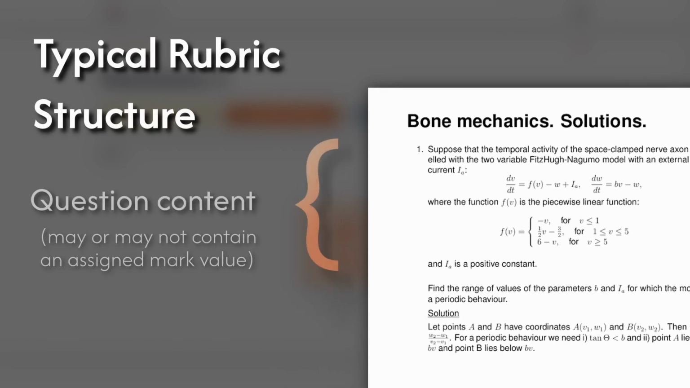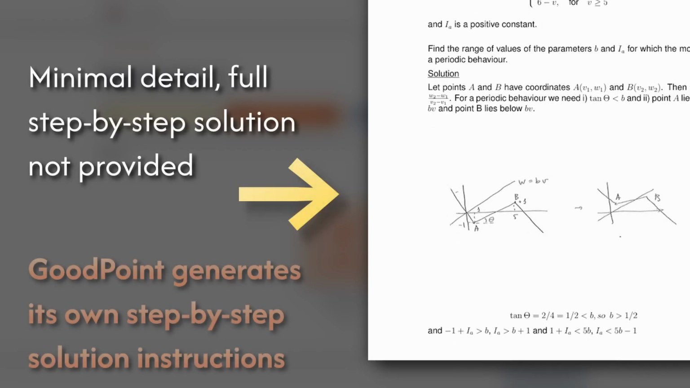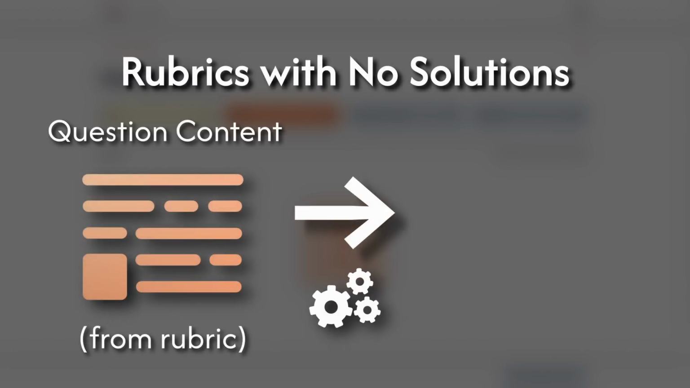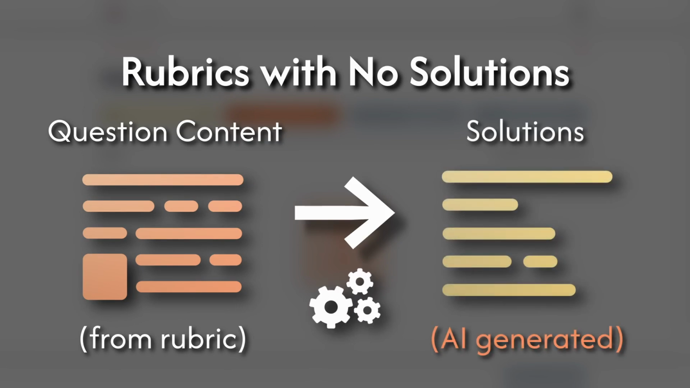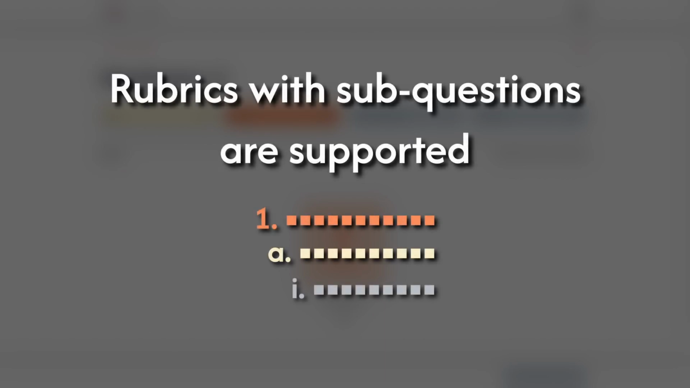Typically, most uploaded rubrics will contain both the questions and their corresponding answers without the need for the fully detailed workings out, as GoodPoint can infer them. You can even upload rubrics that contain only the questions with no answers, and GoodPoint will automatically generate solutions on its own. In addition, rubrics may contain any number of sub-questions, and GoodPoint will keep the original rubric structure intact.